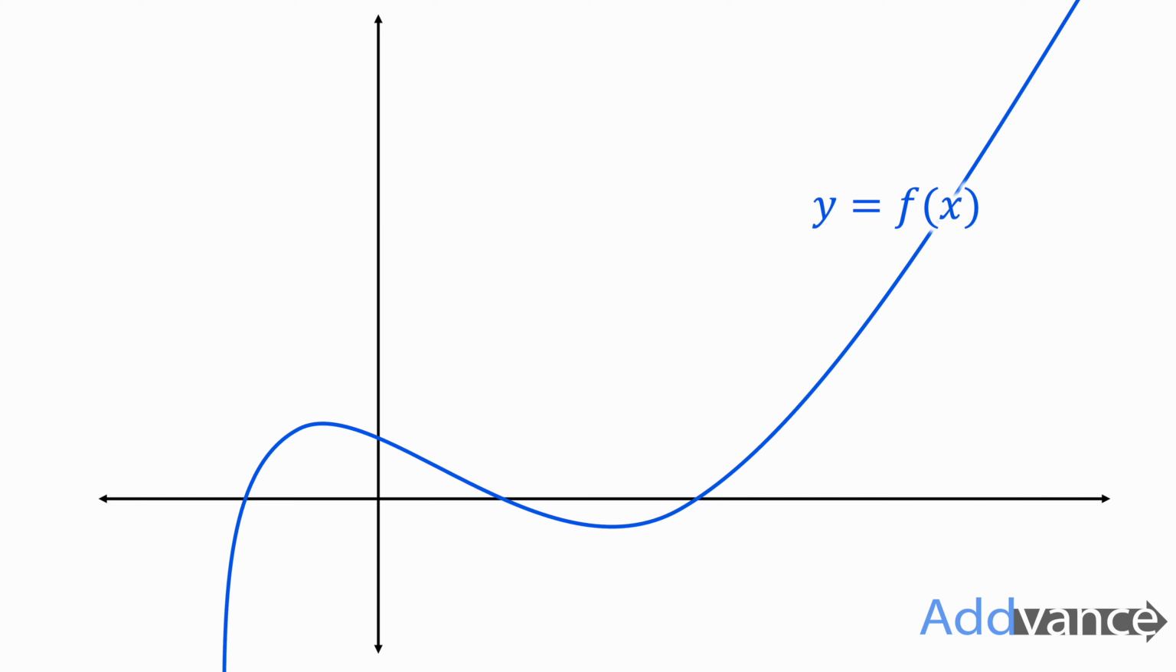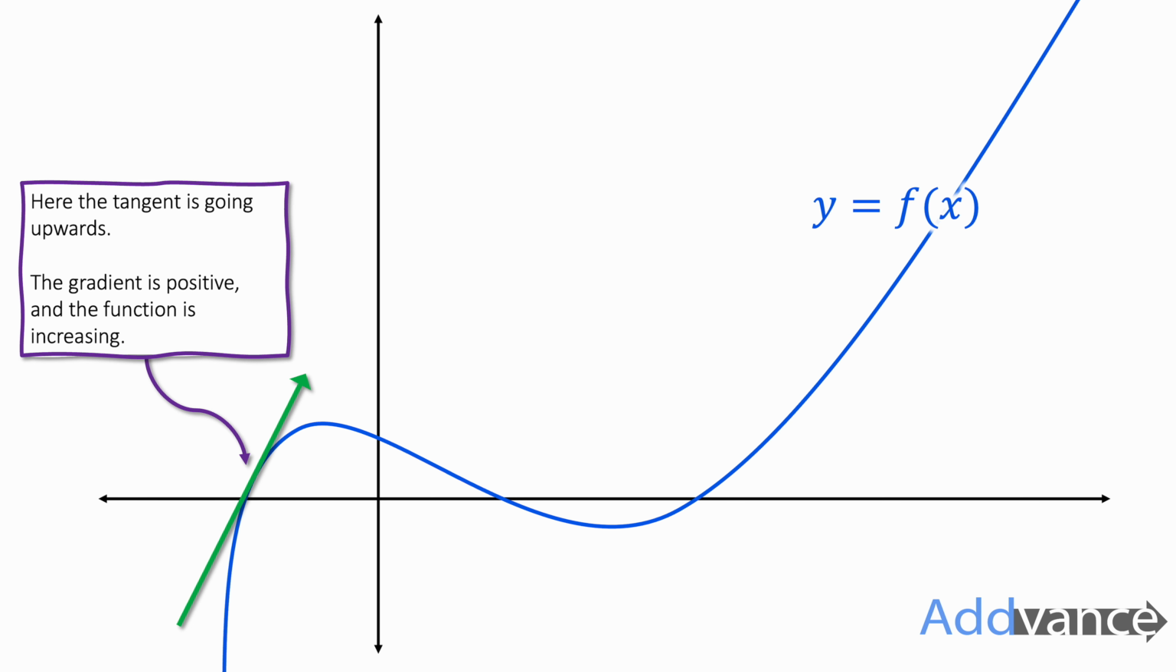Here's a function, y equals f of x. If you look at this function, it's got a tangent here and the tangent is going upwards. For this region of the function, it is increasing, the function is getting bigger because the tangent is pointing upwards. And so we say the gradient is positive and the function is increasing. For all of that green region there, the function is going up.